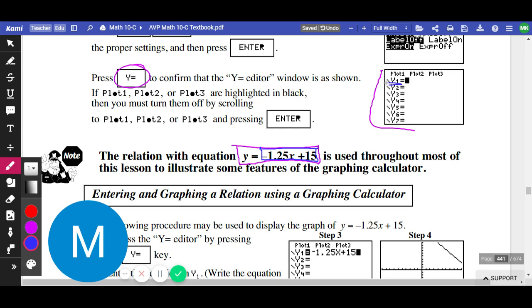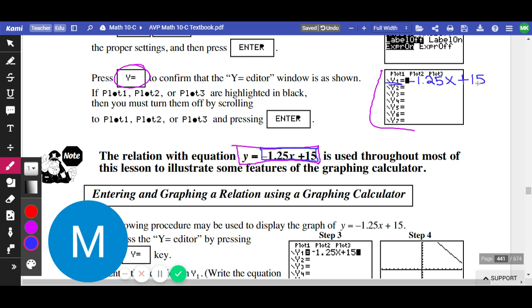So if you go to y1, you turn on, go to y equals, it should already be in the y1 box, it should be blinking there. You're going to type negative 1.25. Negative, not subtract, right? So negative is the button to set the decimal. Negative 1.25. X, your X button is beside alpha. Okay, so right next to alpha. And then plus 15.